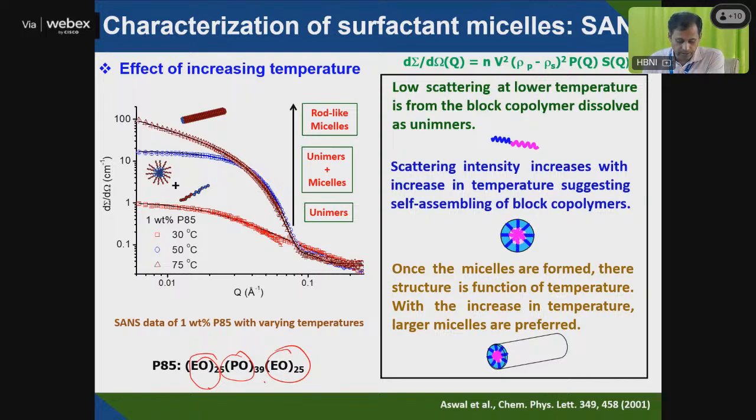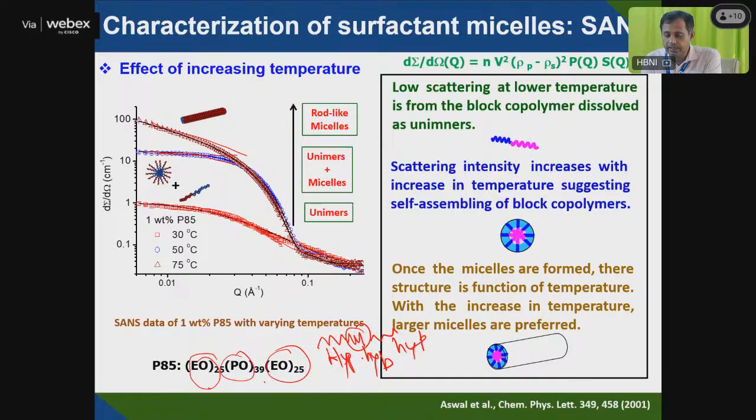So this is initially hydrophilic. Then you have a hydrophobic zone. Then again a hydrophilic region is there. If it forms a micelle, you can see it could be a rod-like micelle, a unilamellar structure, or a unimer. In the case of a unimer, you can see this type of Q dependence starting here, but when you have a rod-like micelle, it is Q to the power -1. So you are able to see the rod-like micelle. In spherical, you can see Q to the power -0. So in that case, unimer and monomer structure.